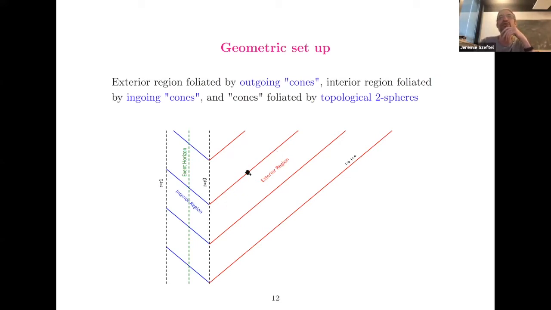So you foliate the exterior region by outgoing hypersurfaces, which in the case of Schwarzschild are null cones. In the case of Kerr, they cannot be null cones. So that's why I'm putting null cone in quotes. It's asymptotic to a null cone in Kerr, but for reasons I explain later, these are not actually null cones. But that's okay if you let me still refer to null cones in quotes. And in the interior region, these quote null cones are ingoing. In other words, it's the opposite direction. And these enter the black hole.